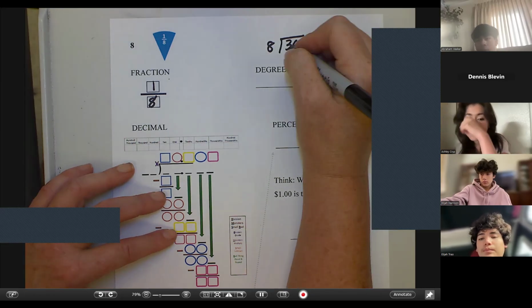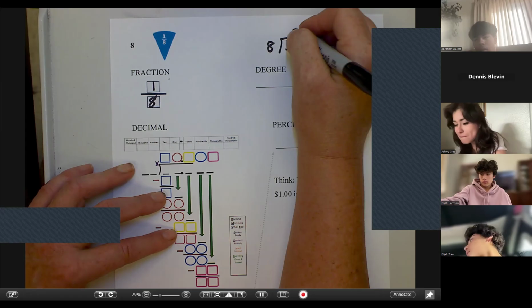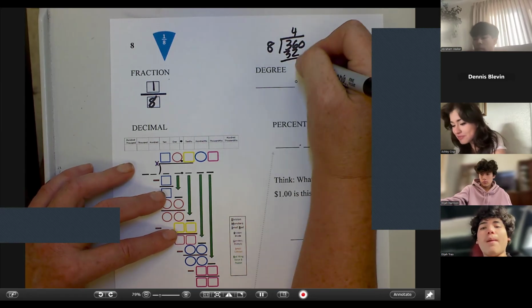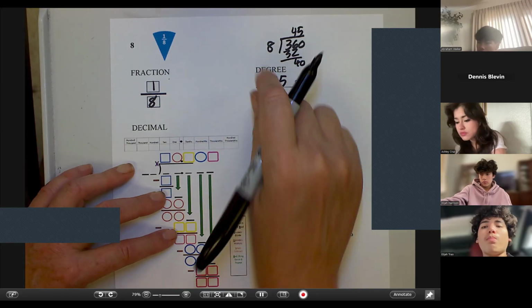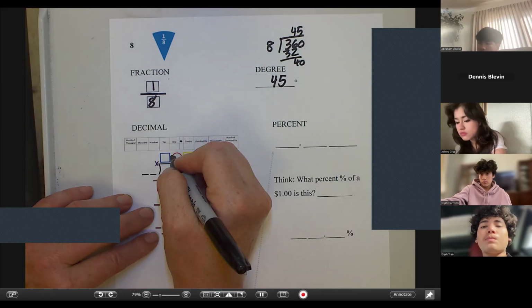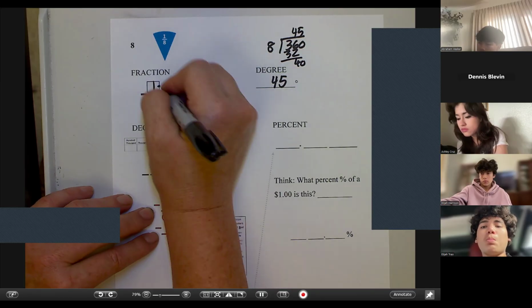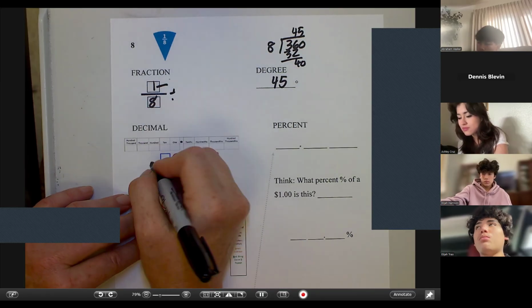8 goes in there 4 times, 32, and 45. Okay, so it's 45 degrees you should have down there. Now we're going to put 1 divided by 8 right here.